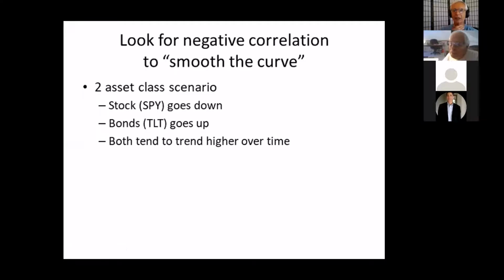The key is, when you're getting into a long position, you want to somehow get some sort of negative correlation to smooth the curve. If you have a two-asset class scenario, for example, SPY and TLT, when SPY goes up, TLT goes down. TLT is bonds, and SPY, of course, is the stock market. When you look at that, they're both trending higher, but they sort of offset each other.